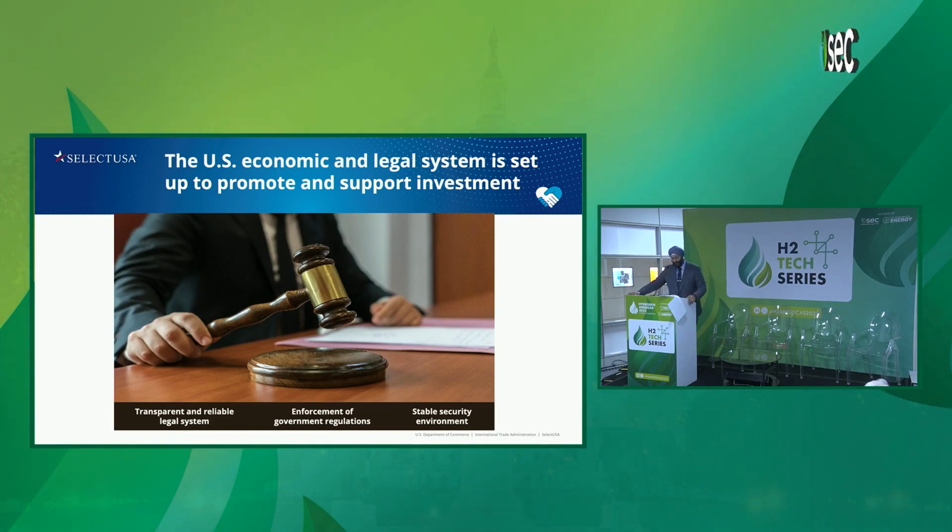Additionally, in these last few slides, I'm going to focus on highlighting the ecosystem and aligned incentive environment here in the United States. Now, a foundational ecosystem element that we are extremely proud of is our consistent legal framework. People want to innovate here because their intellectual property is protected, and we have a transparent and reliable legal system. We have government regulations that are enforced, and we have a stable security environment. And something that is equally important is that we don't differentiate between an international investor and a domestic investor. Depending on where you go in the world, that's not always the case. So we're very proud of our reliable legal system here.